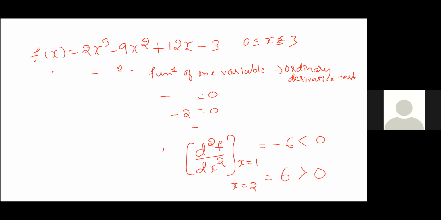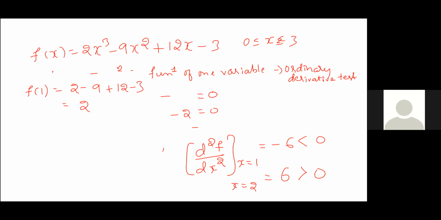If you put x equals 1, f of 1 will become 2 into 1 cube, that is 2, minus 9 plus 12 minus 3. 2 minus 9 is minus 7, plus 12 is 5, minus 3 means it will be 2, right? So here itself you can't conclude this will become the maximum value of the function. Because they have given the interval 0 to 3, you also have to find out the value of the function at the end points.